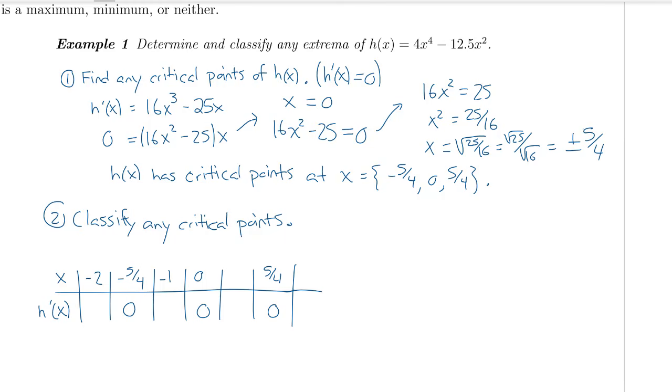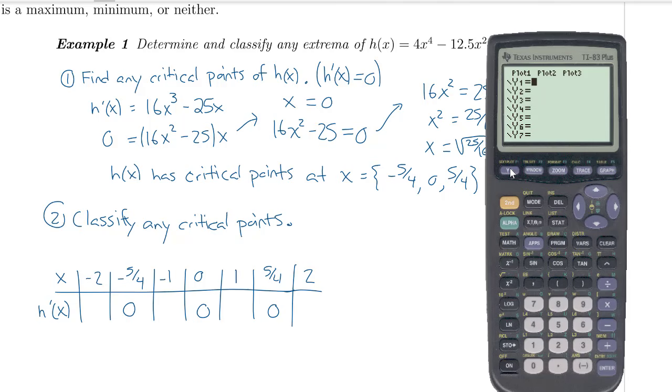But just any point to the right of negative 5/4 and to the left of 0 is sufficient for this test. So moving on from 0 to 5/4, 1 would be a fine point, and then to the right of 5/4, 2 would work great. So, all right, now we just need to plug these into the derivative. So let's pull up our calculator.